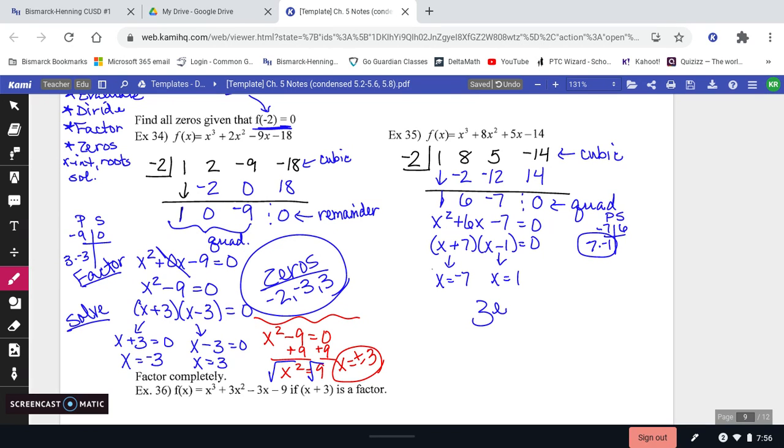Okay, so what are my zeros? My zeros are the negative 2 that I started with, and then I found negative 7 and positive 1. And there's your 3 solutions.